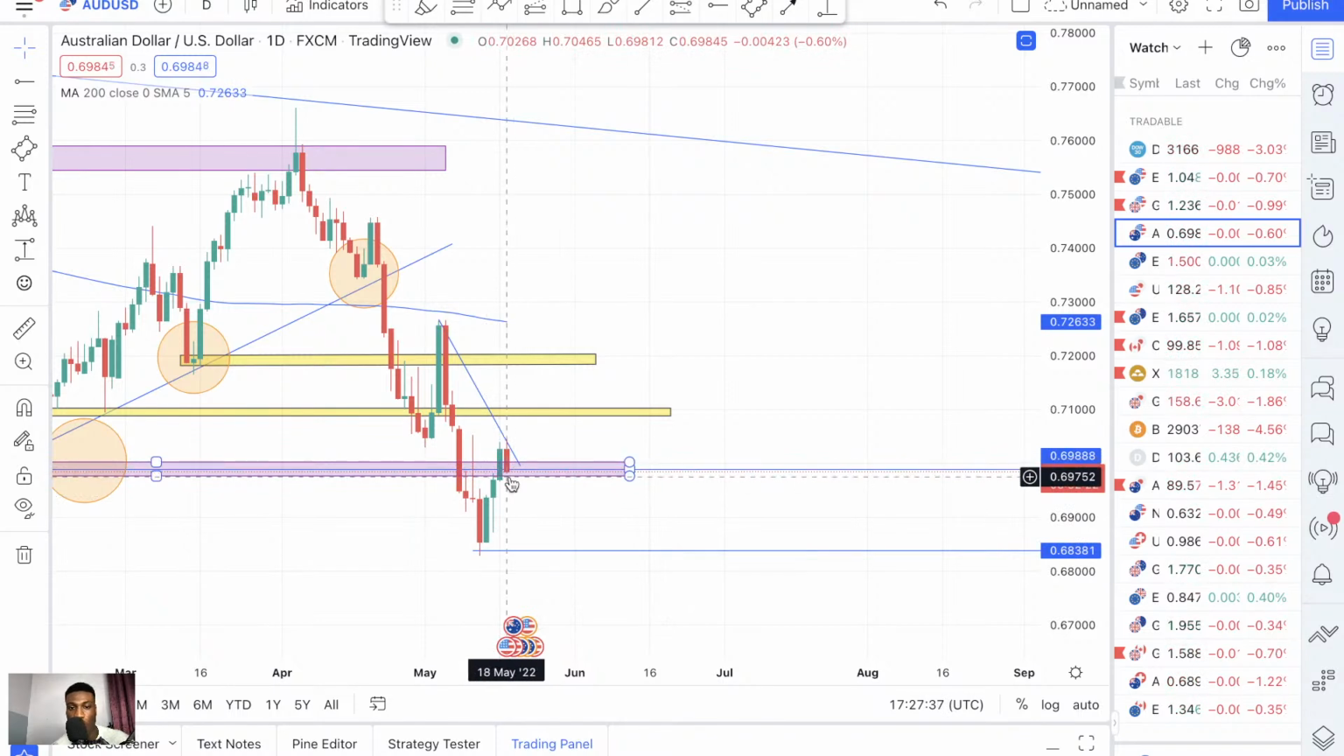So we want to keep an eye on this currency pair, see if it can break above this resistance, above this trend line, and above this resistance, so that we could look for buying opportunities. If it doesn't do that and it breaks below this support level, then we are going to look for selling opportunities on AUD USD.